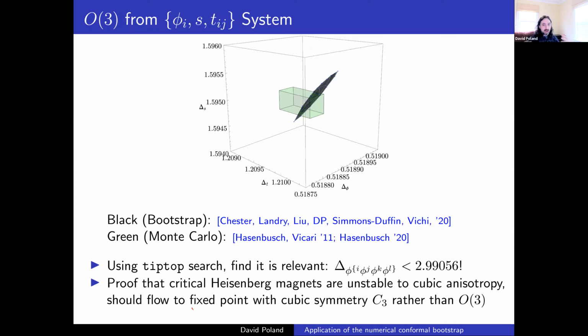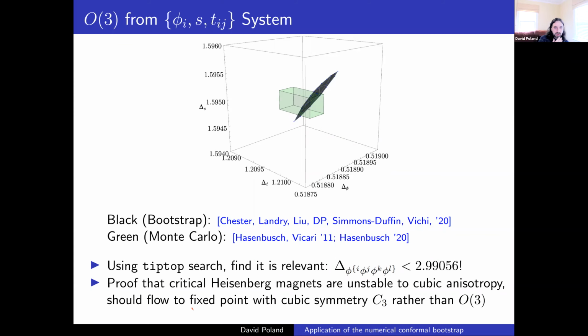The result is that we ended up with a bound which says that the scaling dimension is less than 2.99056. So our search was very, very converged, and we can basically prove that it's relevant, but it could still be very slightly so.